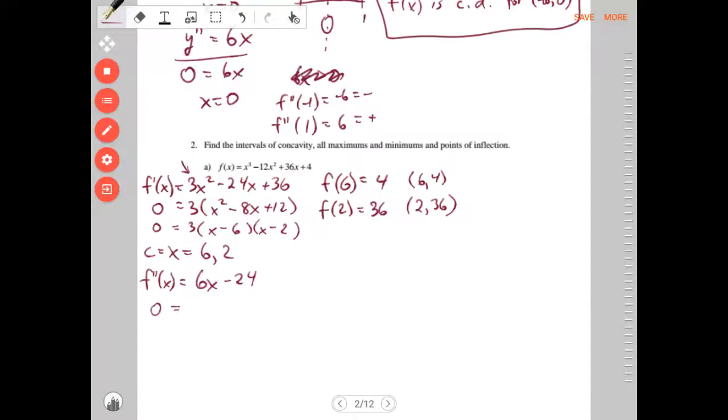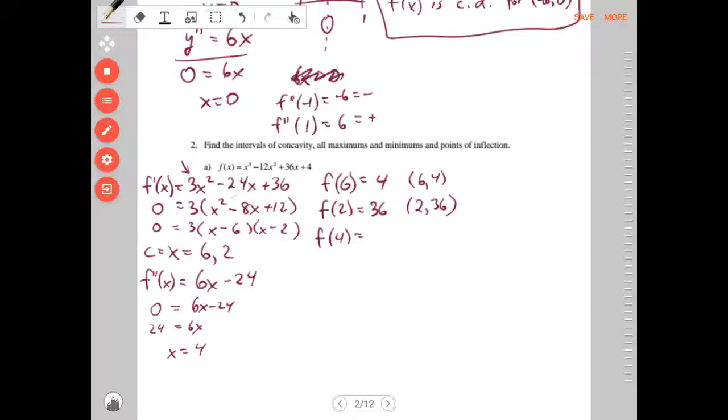Okay, because that's going to give us any inflection point. So 6x minus 24, 24 comes across, equals 6x. So x equals 4. Okay, so this is going to be an inflection point for us. So let's just go back over here. We'll go x is 4, or f of 4.